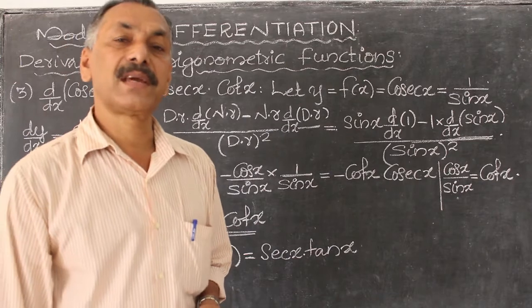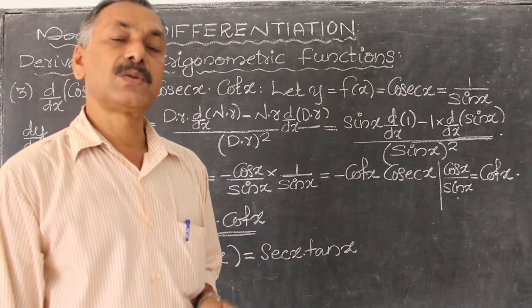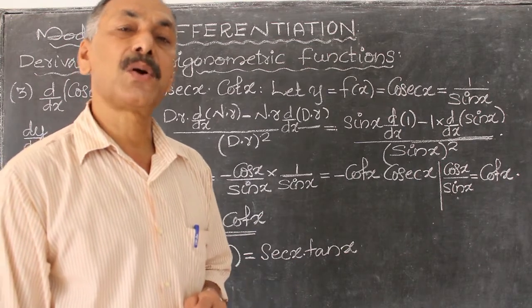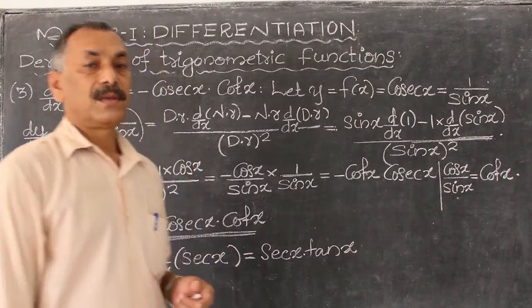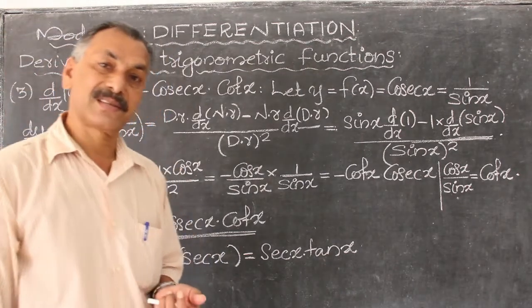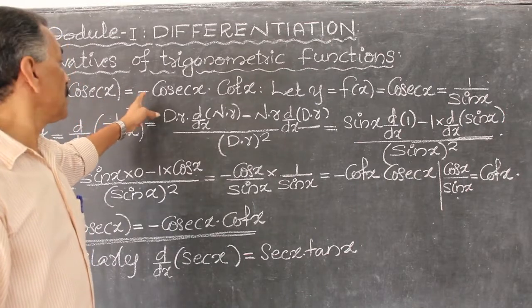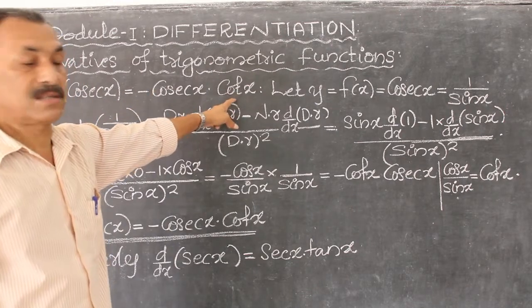The derivative of cosecant x, that is d divided by dx of cosecant x, is equal to minus cosecant x into cot x. Okay. What do you mean by cosecant x? Cosecant x is equal to 1 divided by sin x. The derivative of cosecant x is equal to minus cosecant x into cot x.